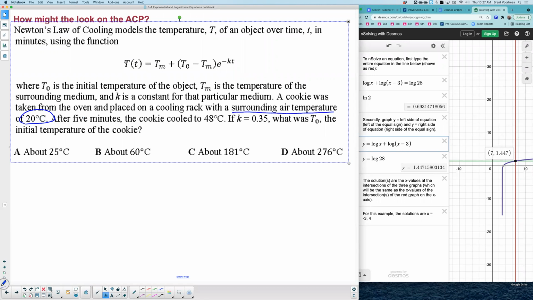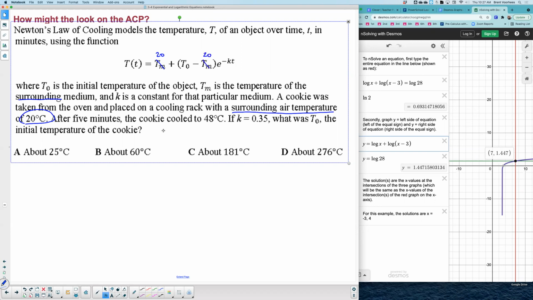So when you look it up, the capital T's are the temperatures. The T of T means temperature at some time. This is the temperature of the surrounding medium, surrounding keyword there, surrounding. So that's where the 20 is going to go. T0 is the initial. So what we need to do here is put 20 there and 20 here.